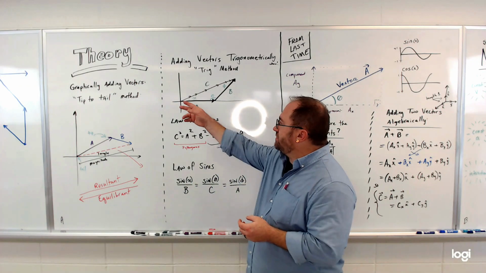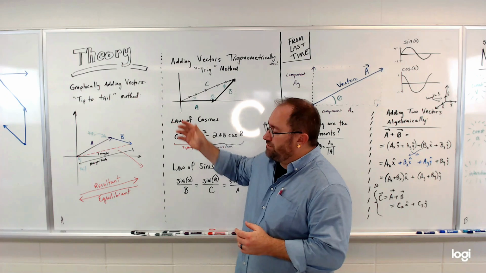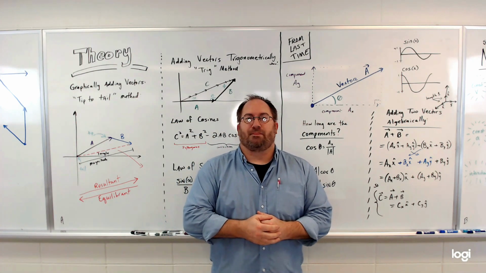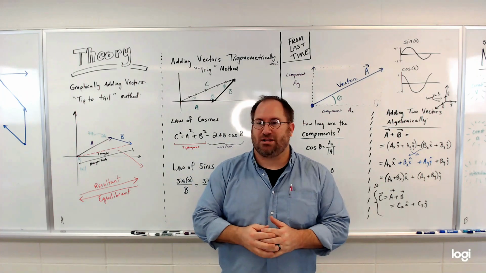The first one is algebraic. The first method is through the tip to tail. Get it wrong. Okay. The first step is adding graphically. So I'm not getting it right.